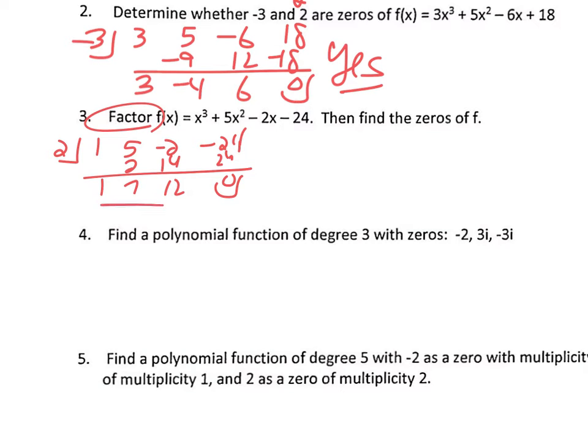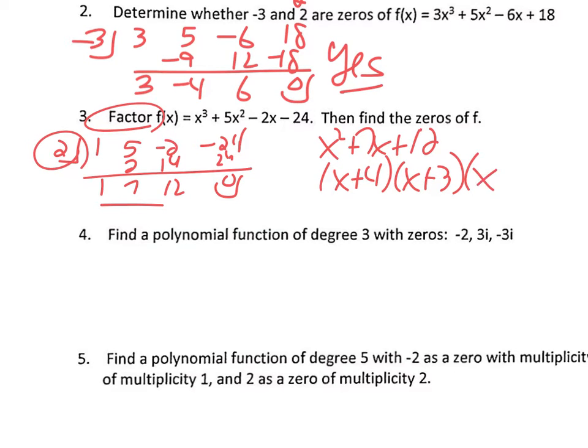So take what you have left down here, the x squared plus 7x plus 12. And we're just going to factor that. Factors of 12 that add to 7, or x plus 4 and x plus 3. Then obviously don't forget what you started with, the 2, and put the opposite down here, x minus 2.